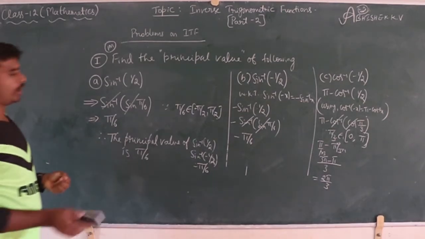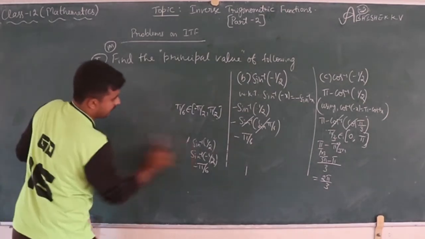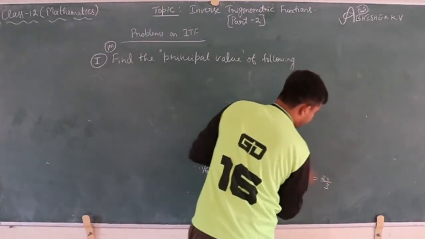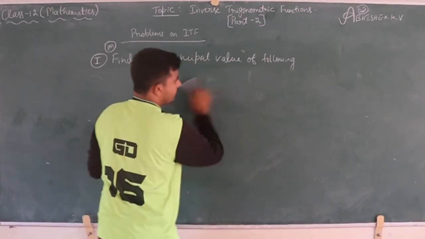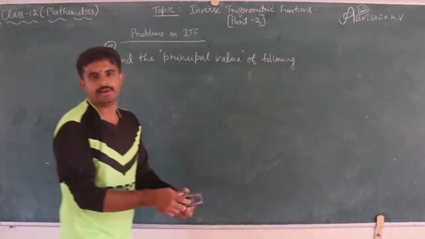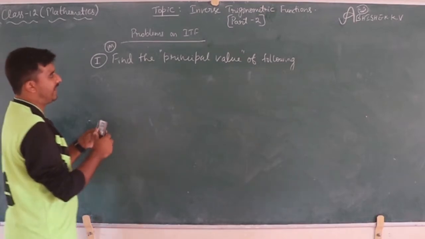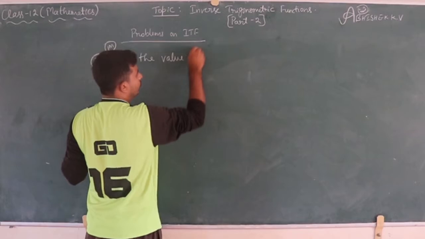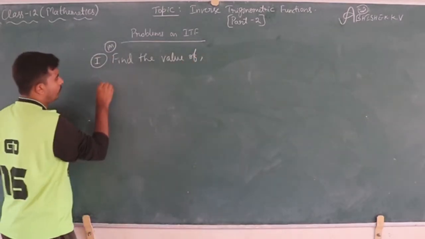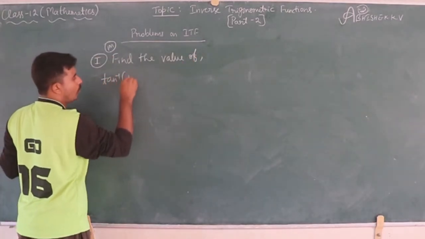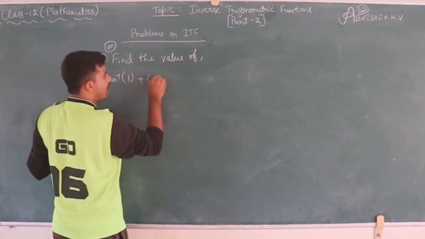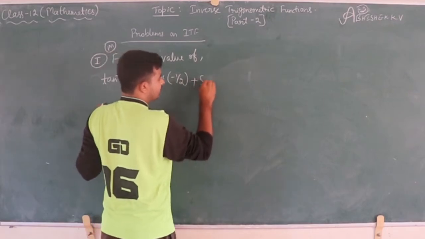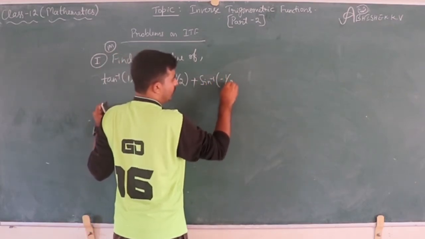Yes. Let's move on to the next problem. Here, in all these problems, they gave only one inverse trigonometric function. If they give, find the value of tan inverse 1 plus cos inverse minus 1 by 2 plus sin inverse minus 1 by 2.